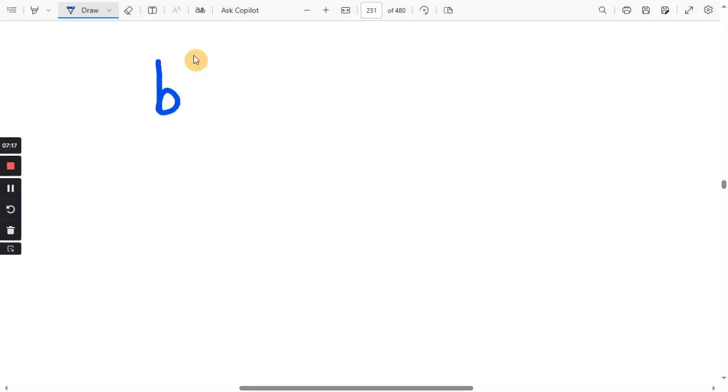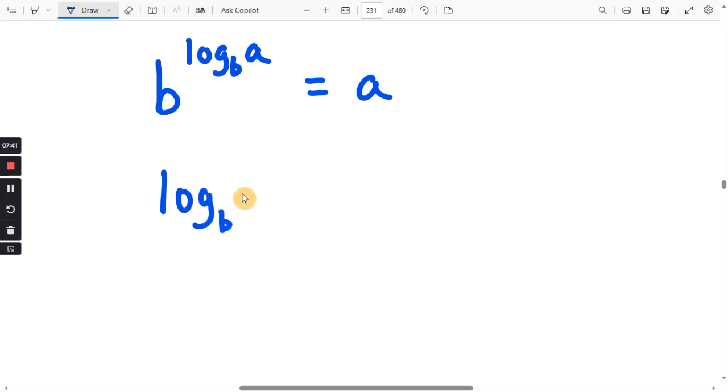All right, so quick review of the log cancellation properties. If you have a base b, and that is raised to the power of log base b of a number a, the b's cancel, and that just equals a. All right, and if you have log base b of a number b to the x, since the bases match, that is just x. So those are the 2 log cancellation properties you should know.